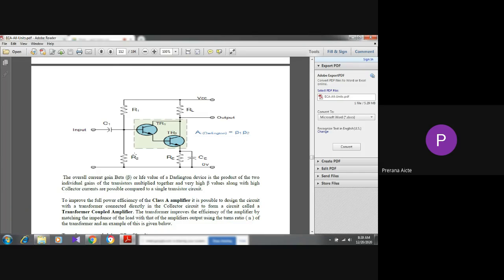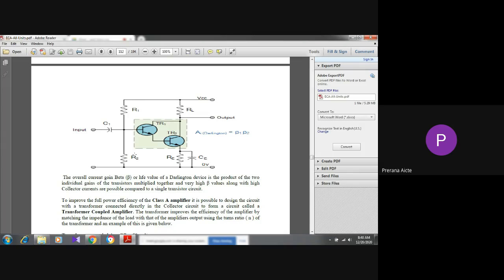To improve the overall power efficiency of class A, it is possible to design the circuit with a transformer connected directly in the collector circuit to form a circuit called a transformer coupled amplifier. The transformer improves the efficiency. Absolutely, the transformer will be used in power amplifiers for impedance matching. That is one of the important criteria.